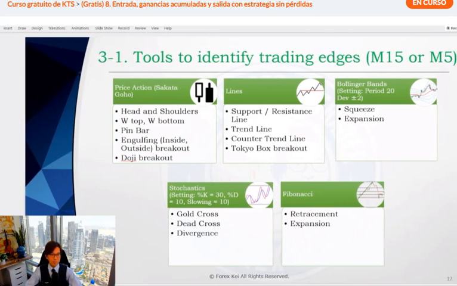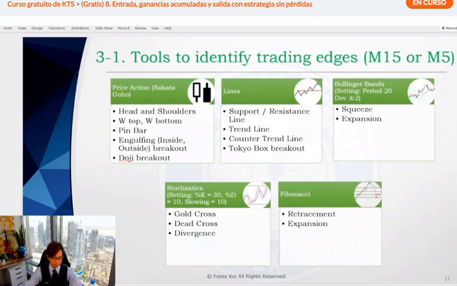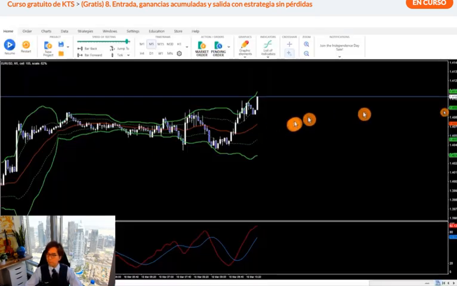And this time, let me see how many confirmations I can find. So first, there's a gold cross in stochastics. That's one of the confirmations here. And band walking is happening. Band walking means, again, when the price is in between Bollinger Bands deviation 1 and 2. So that's the second confirmation I got. And there was a nice resistance breakout and also a counter trend line breakout. This is a counter trend line breakout, and that is valid. That's the third confirmation here.